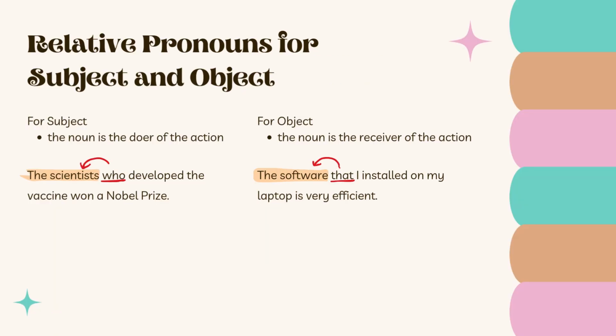Next, let's see the relative pronoun for subject and object. First, for subject, the noun is the doer of the action. For example, the scientist who developed a vaccine won a Nobel Prize. So here, the relative pronoun is who, which refers to the subject, the scientist. Next, for object, the noun is the receiver of the action. For example, the software that I installed on my laptop is very efficient. So here, the relative pronoun is that, which refers to the software, which is the object.